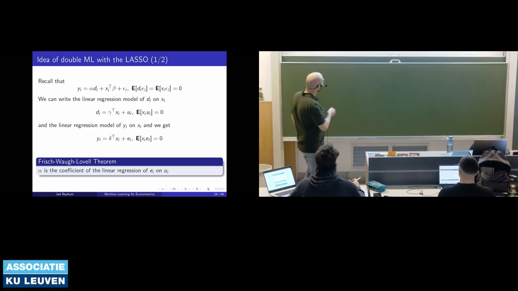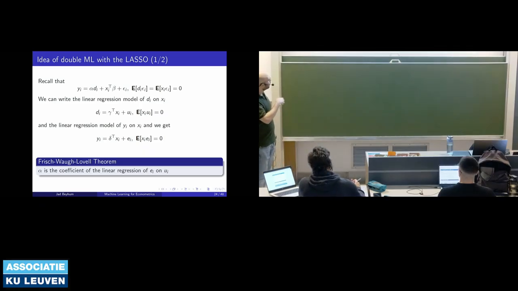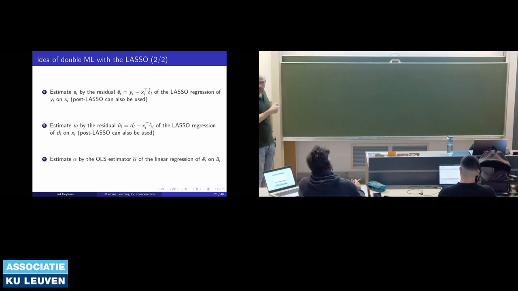But this gives us a natural approach, which is to say, okay, I'm going to estimate E_i by a lasso regression of Y_i on X_i and take the residual. I'm going to estimate U_i by a lasso regression of D_i on X_i and take the residual. And then I can finish with an OLS estimator alpha hat, the linear regression of E_i hat on U_i hat. So you see there are links with double selection because we run the same lasso regression, but rather than using the selected controls, we use the residuals in the last step of it.